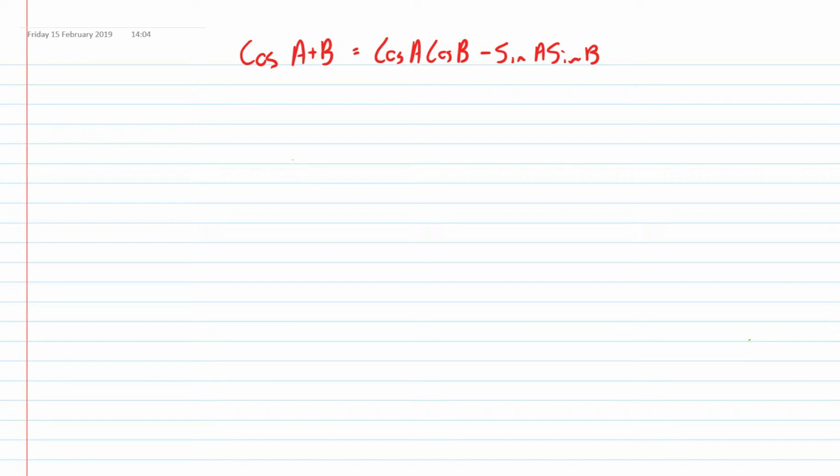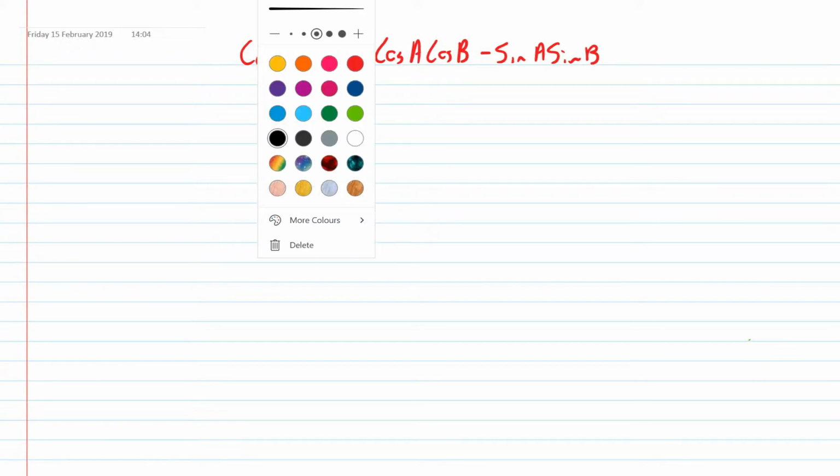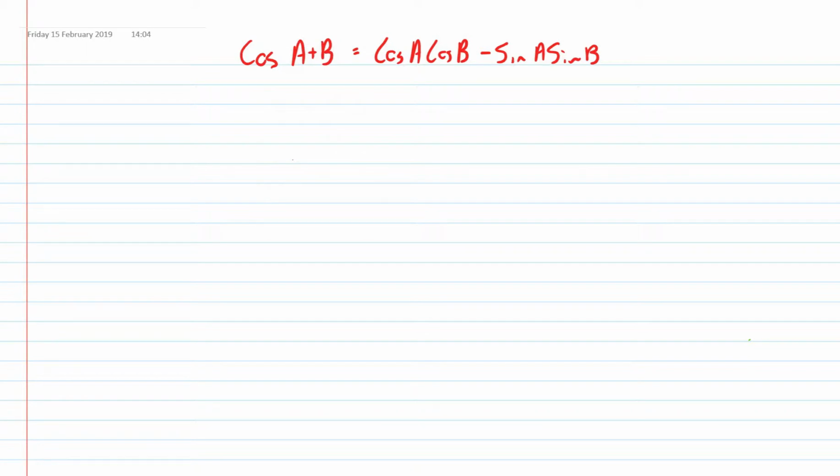Okay, in this video we're going to prove that cos(A + B) equals cos A multiplied by cos B minus sin A multiplied by sin B. The first thing we're going to do is draw a right-angled triangle. So here we go.